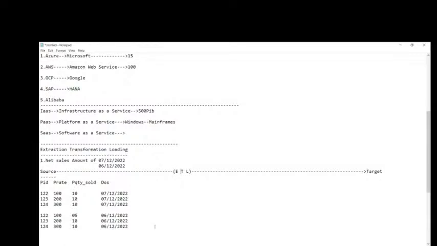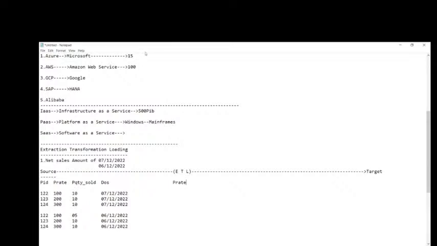So, to find out the net sales amount for the 7th of December 2022, do you require the product ID? No, we don't require the product ID. We can ignore it. Do we require the product rate? Yes, without the rate, how can you find out? So I'm pulling in the product rate here. Now, do you require the product quantity sold?